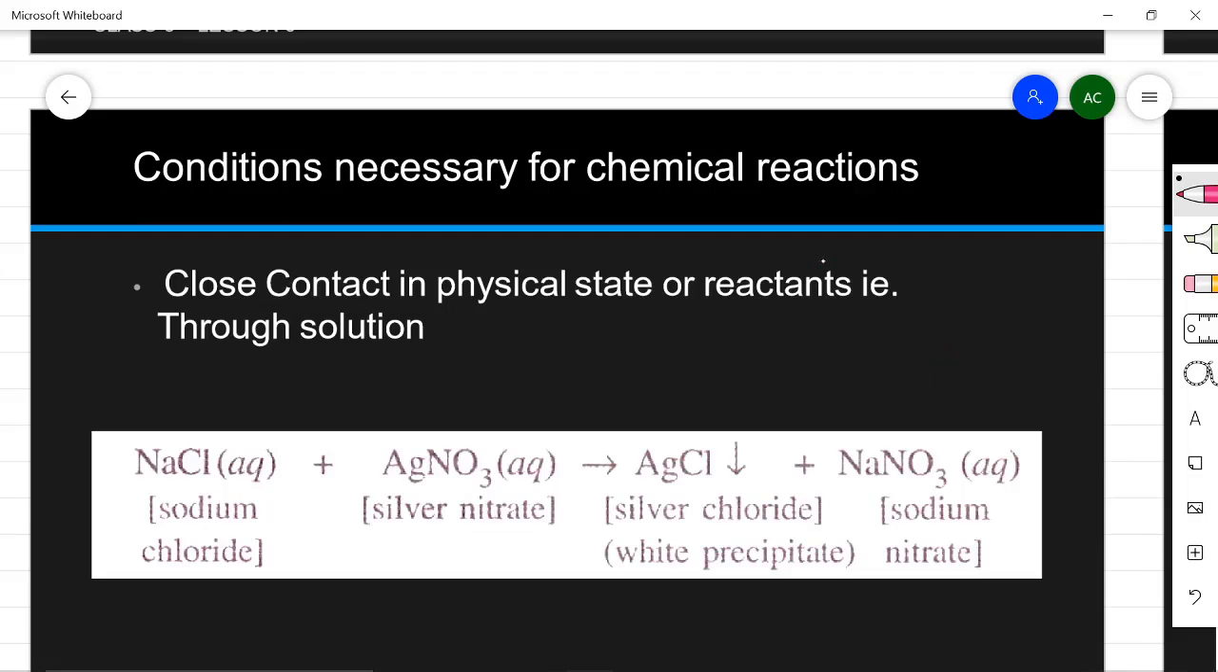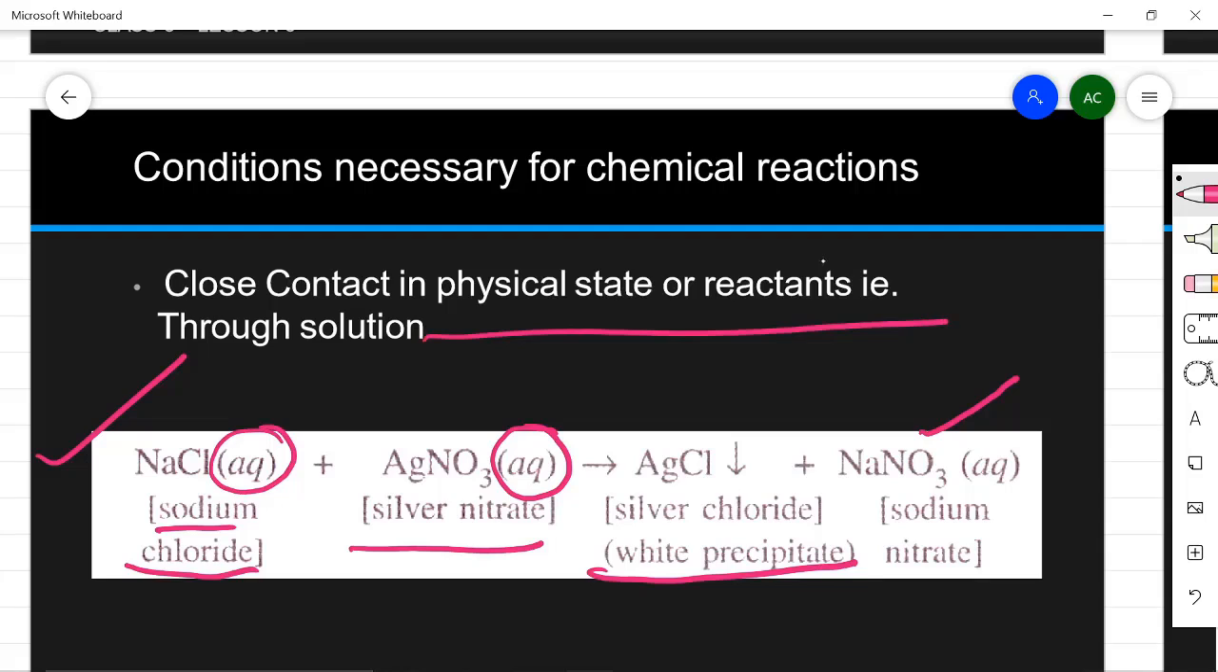Now, sometimes chemical reactions occur only when substances are mixed in solution form. Otherwise they will not react. So look at the example. Sodium chloride in aqueous solution, that is in water, with silver nitrate in aqueous solution will give a white precipitate of silver chloride, and sodium nitrate solution will be formed after this reaction. So close contact is happening here too, but in the solution form.